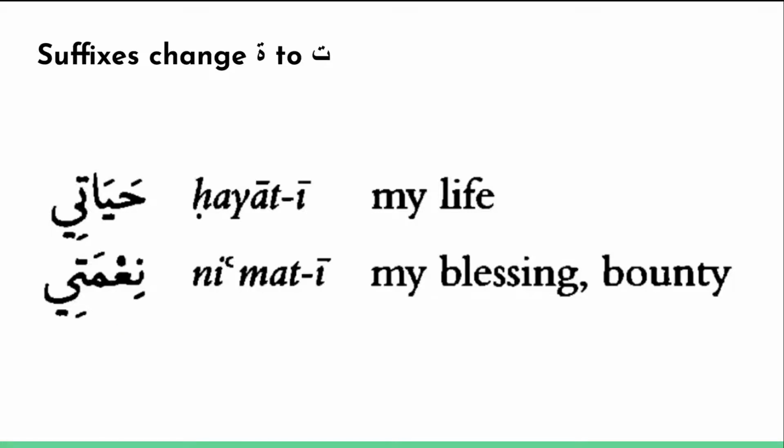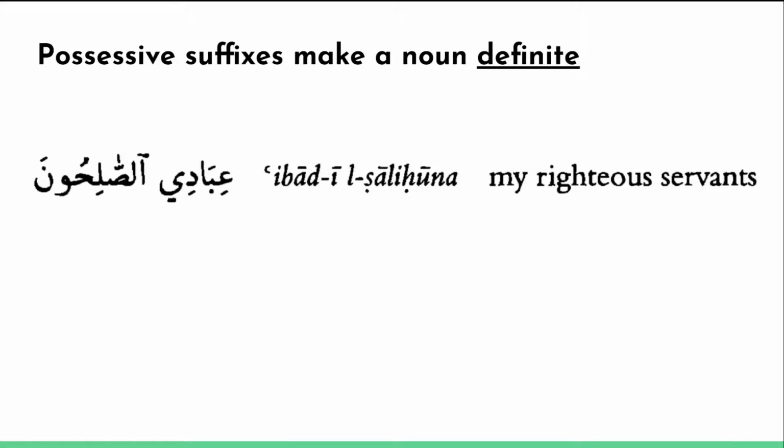So we'll see a lot more examples, but right now what I want to focus on is some of the grammatical rules related to possessive suffixes. The first one that you should know is that a possessive suffix makes a noun definite. Okay, so let's take a look at this example here. Let's say you want to say, my righteous servants. Allah subhanahu wa ta'ala is speaking in the Quran and he mentions, my righteous servants.